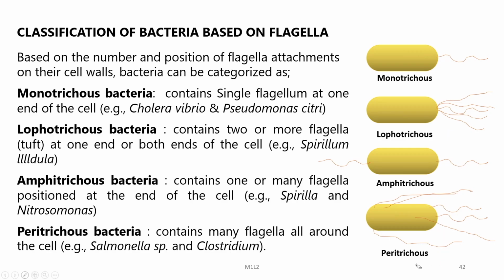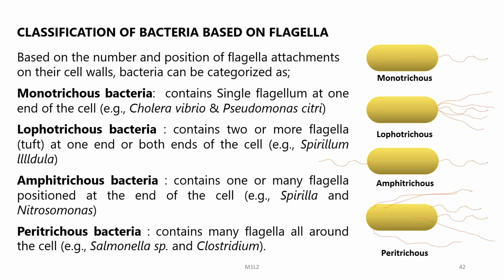They contain a single flagellum at one end of the cell. Examples are Vibrio cholerae and Pseudomonas citri. Lophotrichous bacteria contain two or more flagella, again at one end of the cell or sometimes at both ends of the cell, for example Spirillum undula.